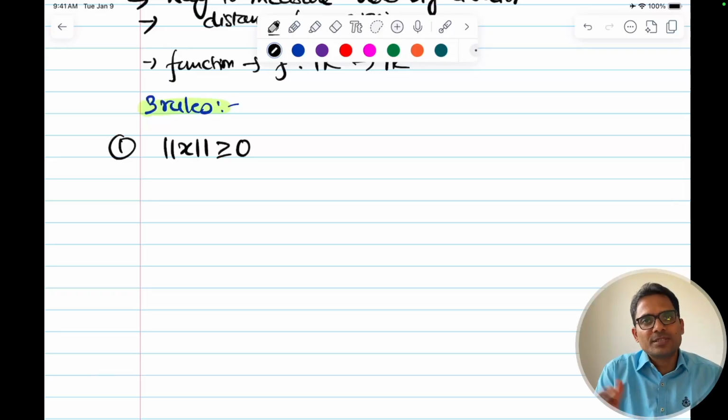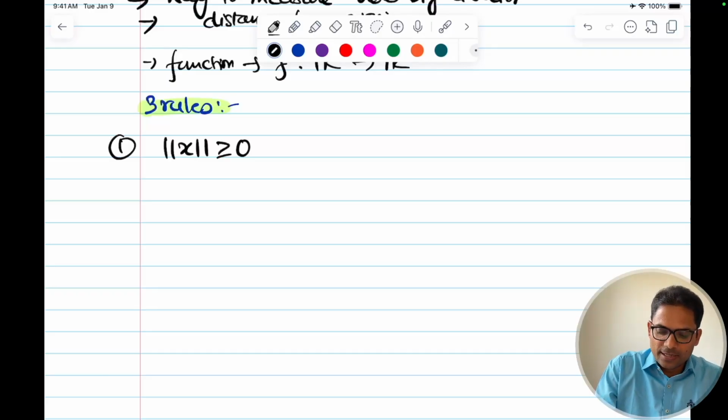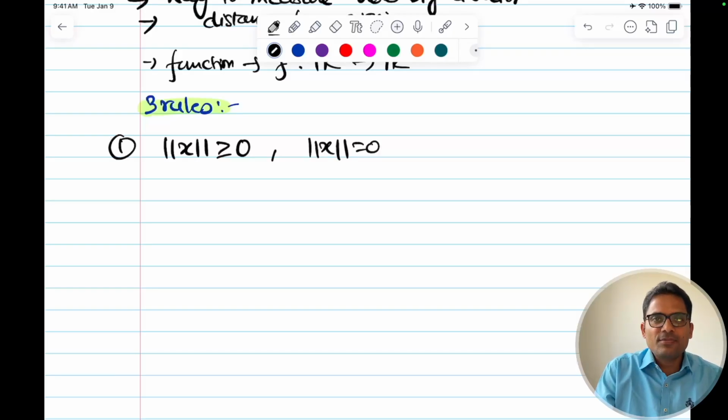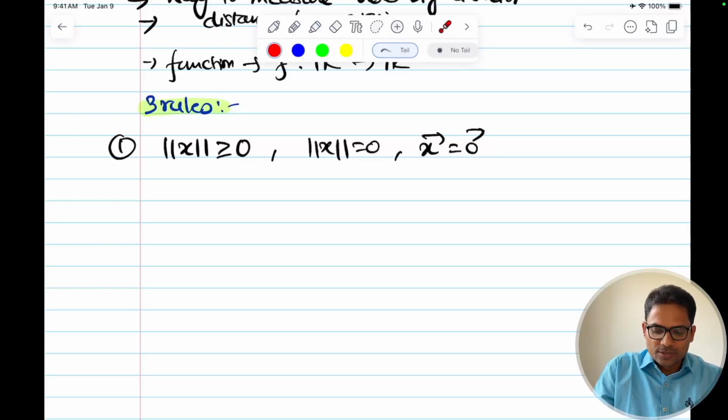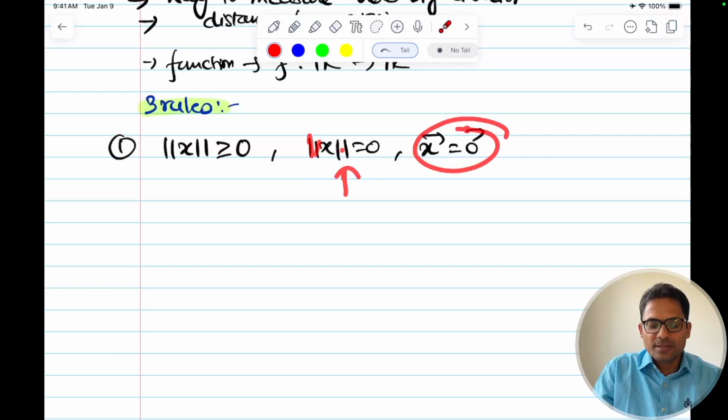It should be greater than or equal to 0 because it is a measure of size, magnitude. We don't have size as negative. And this will be equal to 0 if and only if it's a 0 vector. A 0 vector means a 0 size vector. The norm of a vector can be 0 only if it's a 0 vector.